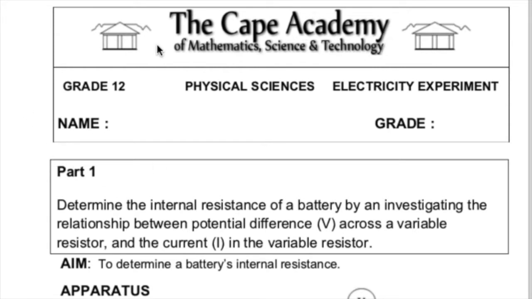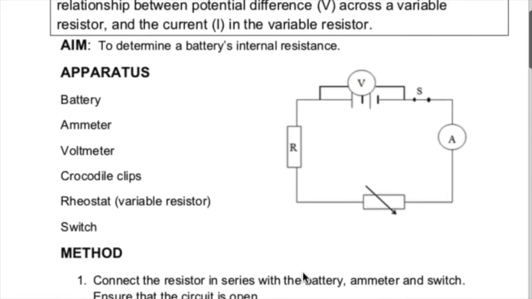Right, so the Cape Academy of Mathematics, Science and Technology have this practical to determine the internal resistance of a battery by investigating the relationship between potential difference voltage across a variable resistor and the current I in the variable resistor. Aim: to determine a battery's internal resistance. So that's what the whole thing's supposed to be about, but let's have a look. There's the circuit.